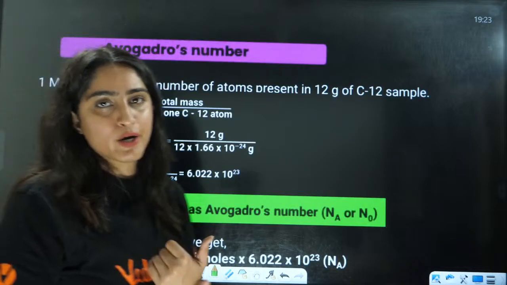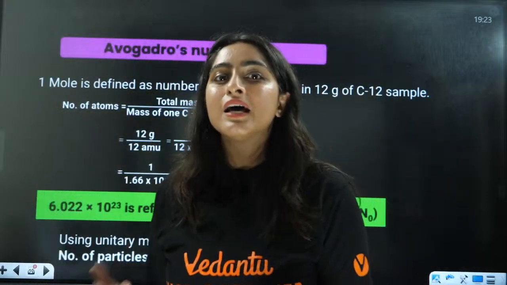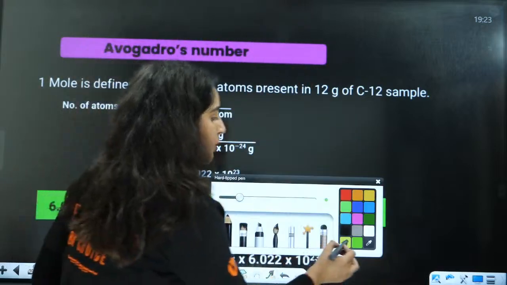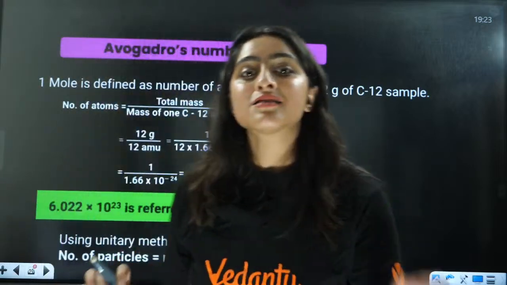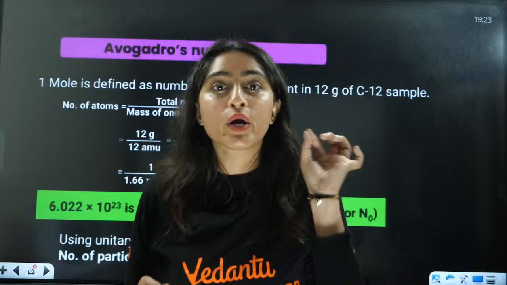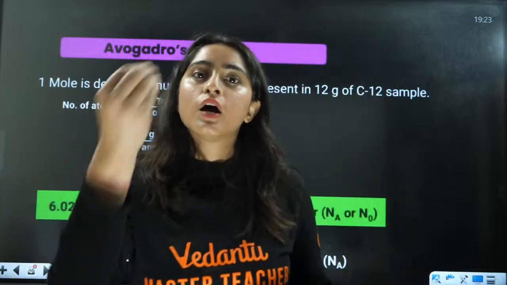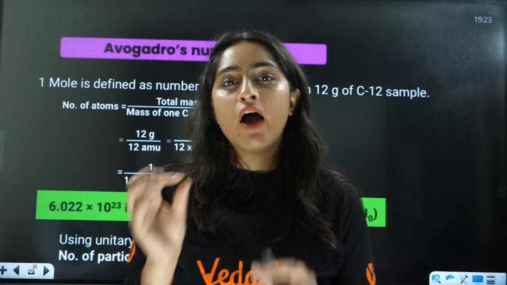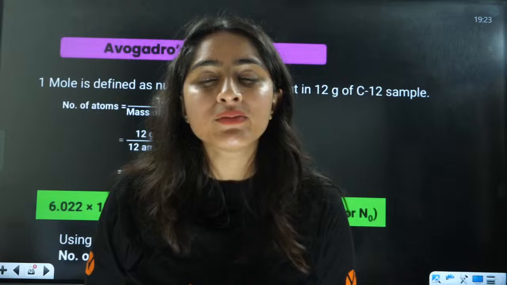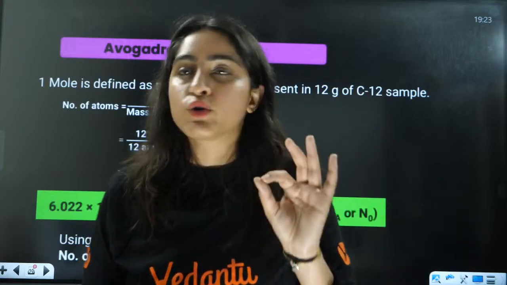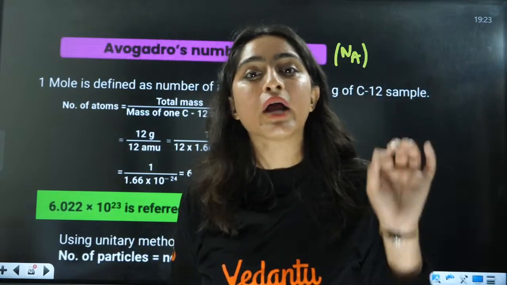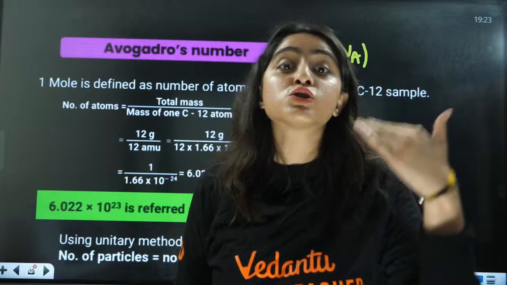Now let us talk about Avogadro's number. Avogadro's number is what? 1 mole. Avogadro's number means I am talking about 1 mole of particles here. That is 6 into 10 raised to power 23 particles. That is called 1 Avogadro. For example, we assume that in 1 dozen we have 12 bananas. In the same way, we assume that 1 Avogadro, represented by Na, means 6.022 into 10 raised to power 23 molecules or atoms.